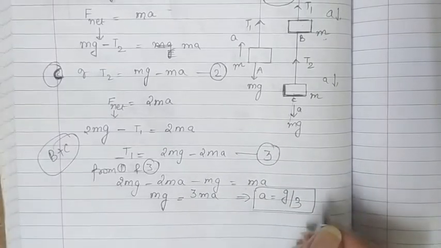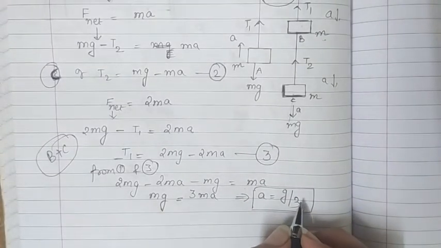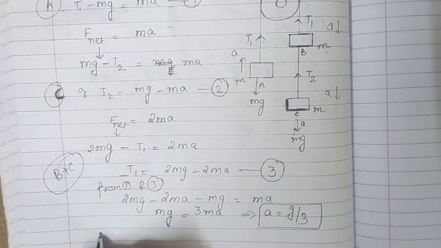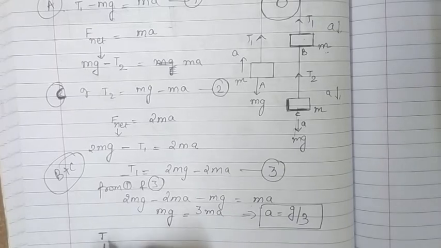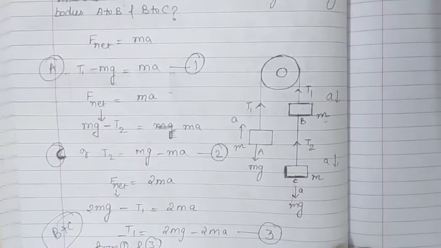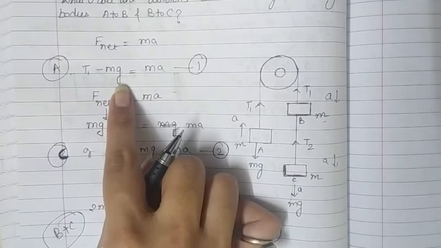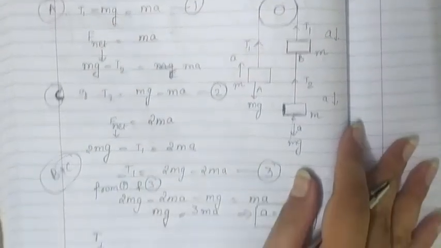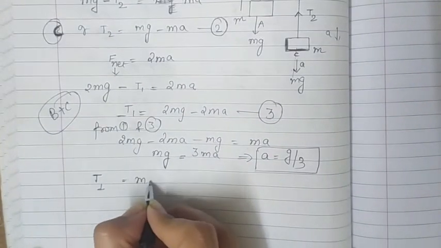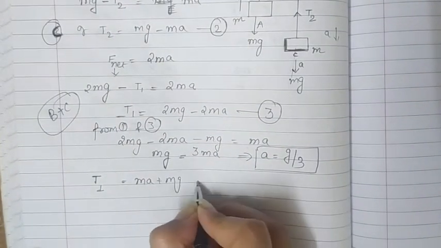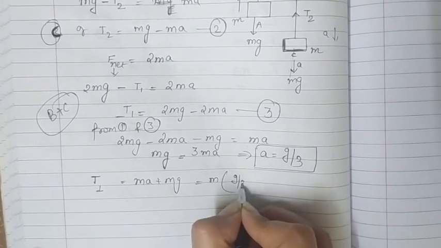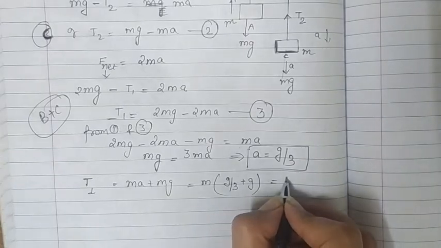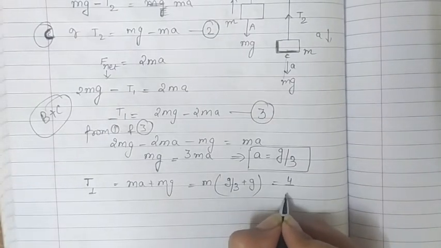So this is the acceleration we get. Now we can find the tension by substituting the value of a. We substitute this value in equation number 1 to get T1. T1 minus mg is equal to ma, that means T1 is equal to ma plus mg, which is m times g by 3 plus g, and on solving this we get 4g upon 3. That means the tension will be 4 upon 3 mg.